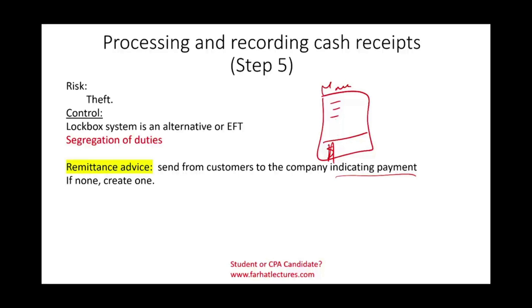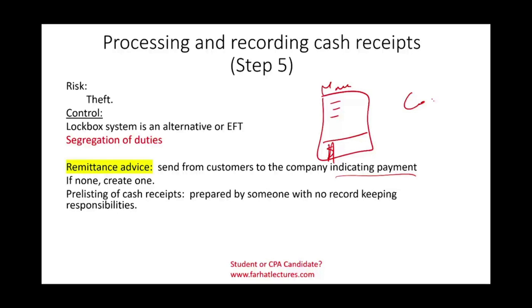The name and the total for the day, and the cash should be separate. So those two should be separate. Pre-listing of cash receipts prepared with someone with no record keeping responsibilities. So people that list the names and have access to the cash should not have access to the record. Okay, we verify that the cash was received.